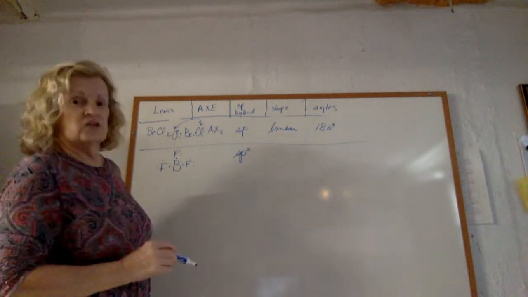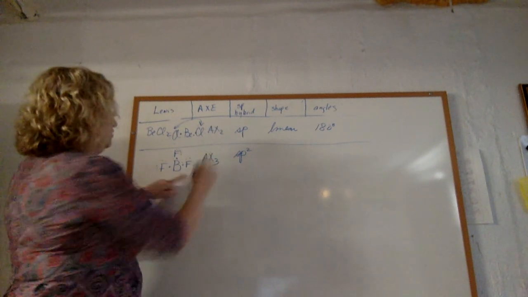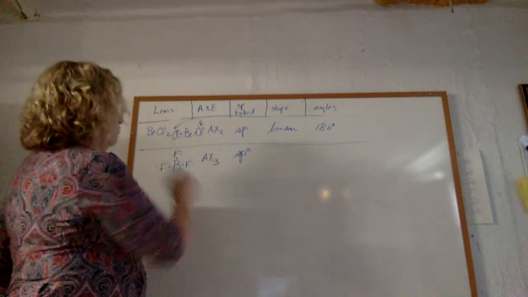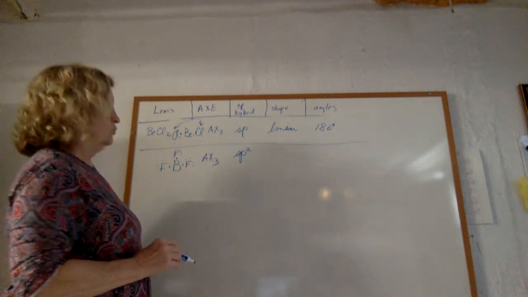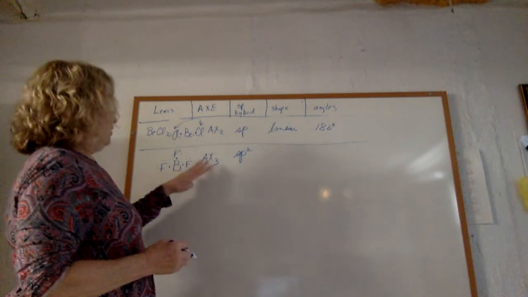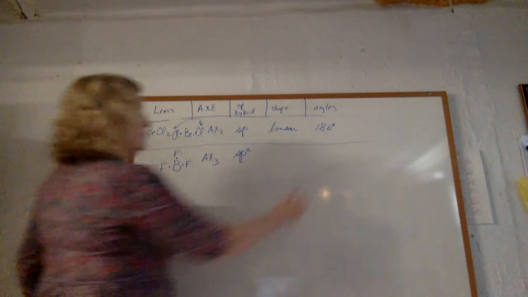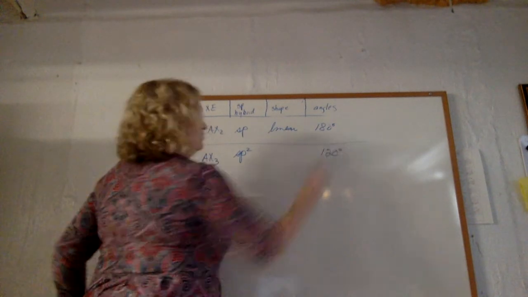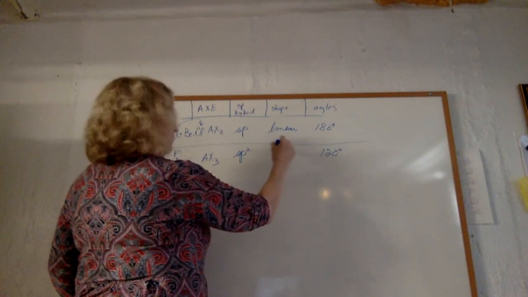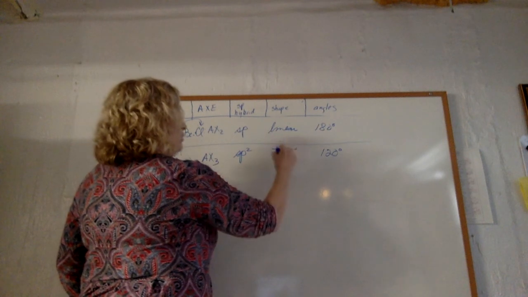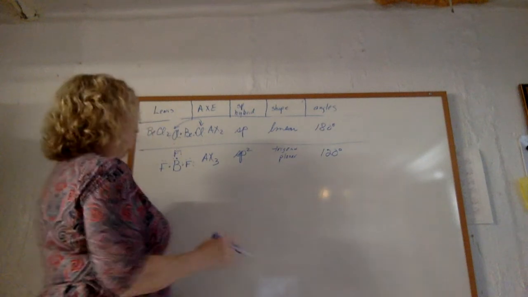And the AXE notation will be A for boron, X3 for the three fluorines, and no E because there is no unshared pair of electrons around the central atom boron. For these three bonding orbitals to get as far apart from each other as possible, they are going to form 120-degree angles. The molecule itself will be trigonal, meaning triangular, but planar.